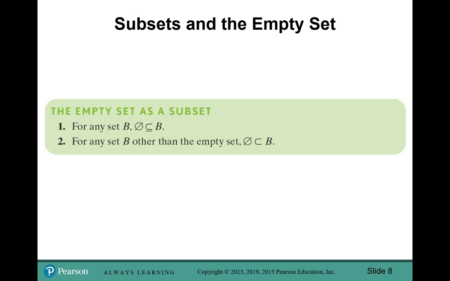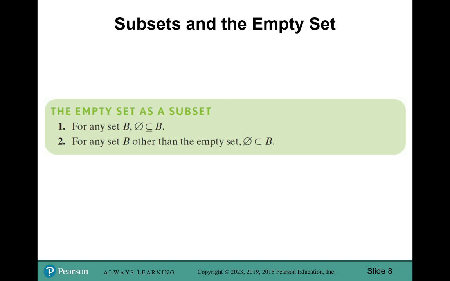Let's look at subsets and the empty set. The empty set as a subset. For any set B, the empty set is a subset of B. For any set B other than the empty set, the empty set is a proper subset of B.